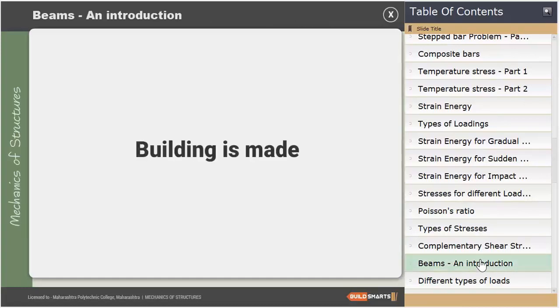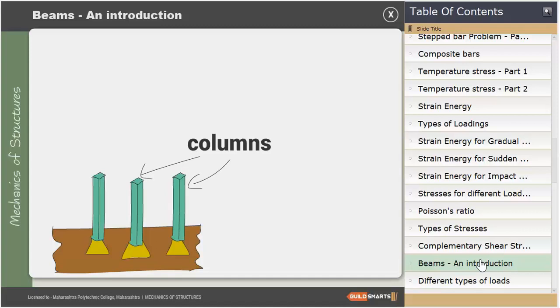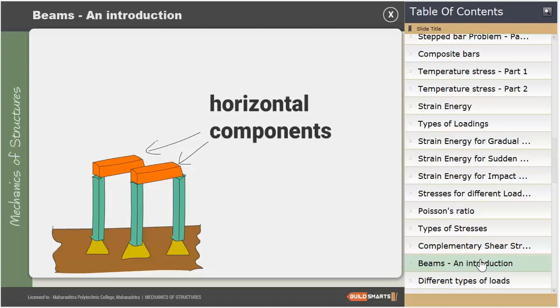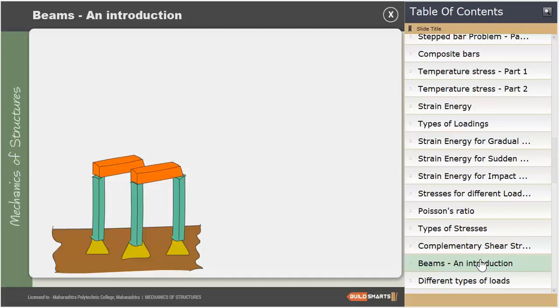Let us understand how a building is made. Deep in the soil, we build the foundation. Then we build the columns. Columns are the vertical components. Then we place horizontal components over the columns. This horizontal component is called the beam.